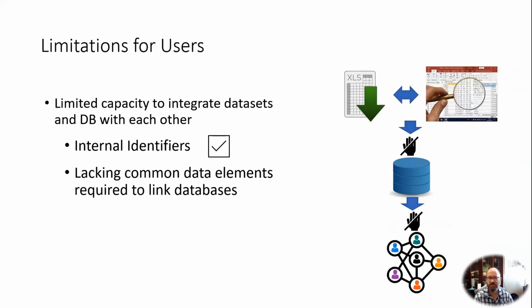However, there's significant limitations for users in utilizing these databases. For one, there's limited capacity to integrate databases and data sets with each other. So there are a number of internal identifiers which allow us to link data within databases such as the USDA database, but we're often lacking common data elements which are required to link these databases to external or additional databases.